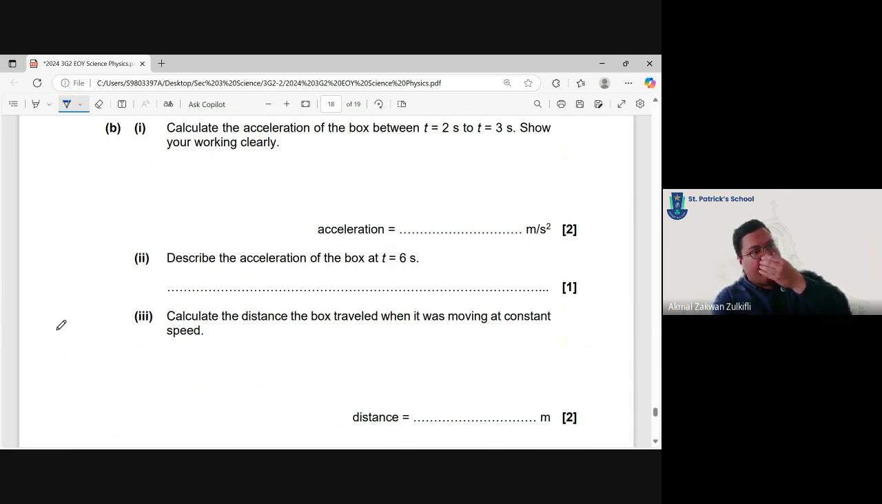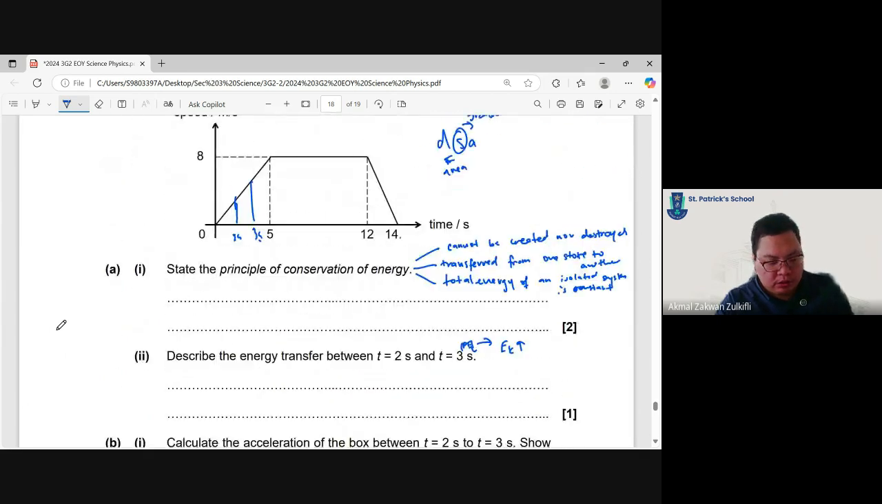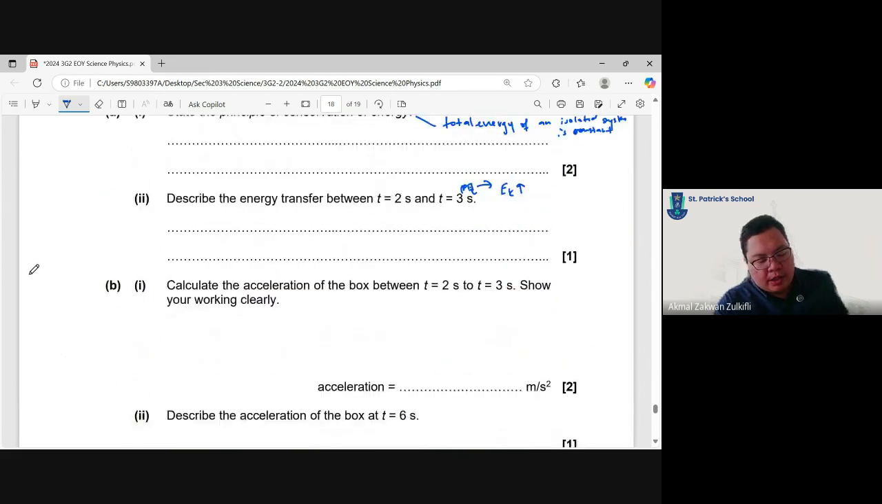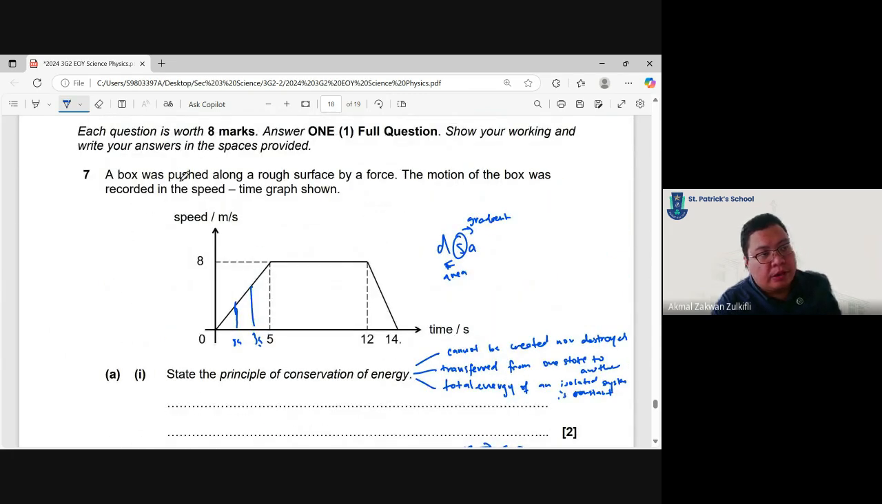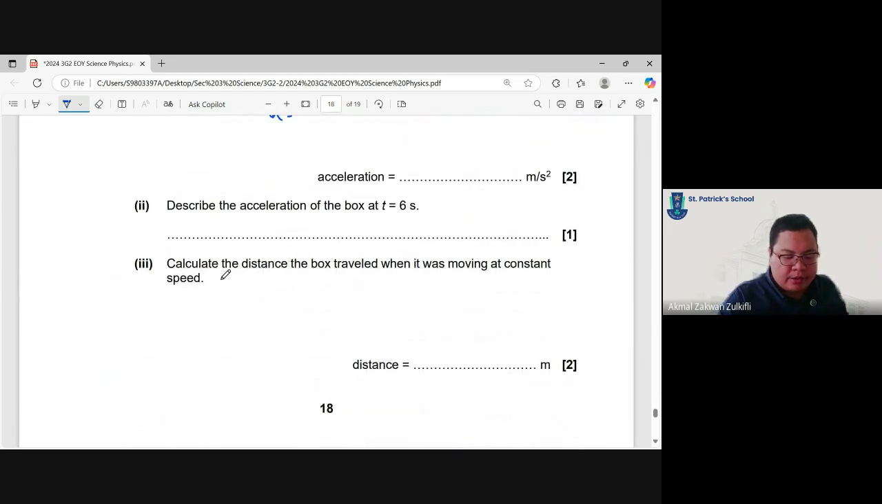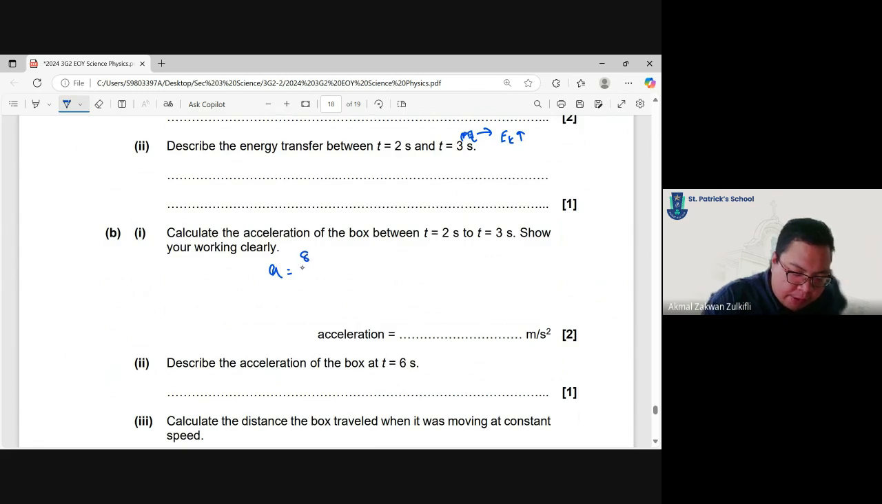Part 1. Calculate the acceleration of the box between t equals 2 to t equals 3. Okay, remember it's here. It's constant acceleration from 0 to 5, so it's the same. So we can just take a equals the gradient, rise over run. So it rises up by 8 and it runs by 5. Okay, so you will get 1.6 meters per second squared.